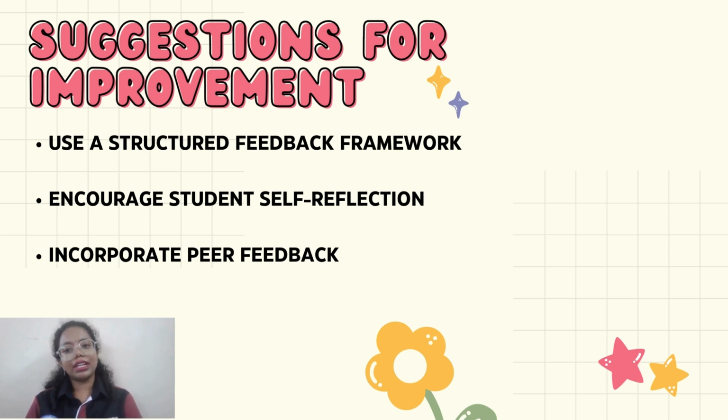So in summary, effective feedback is a crucial part of the learning process in an ESL classroom. So utilizing a structured feedback framework, providing opportunities for reflection, and incorporating peer feedback mechanisms can further improve our feedback practices as educators in an ESL classroom.